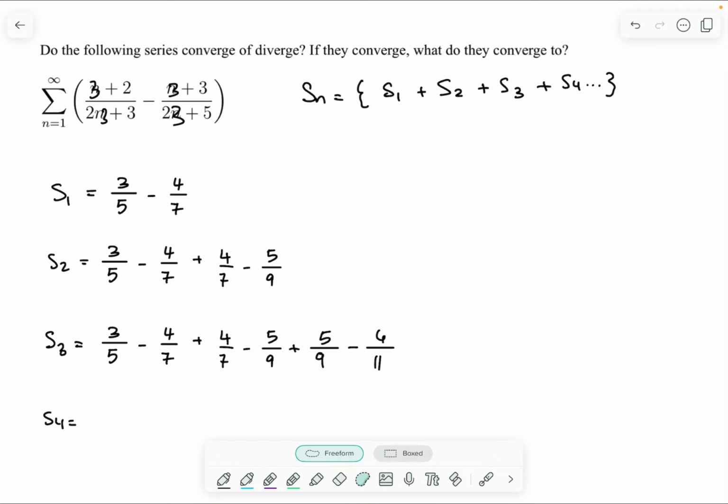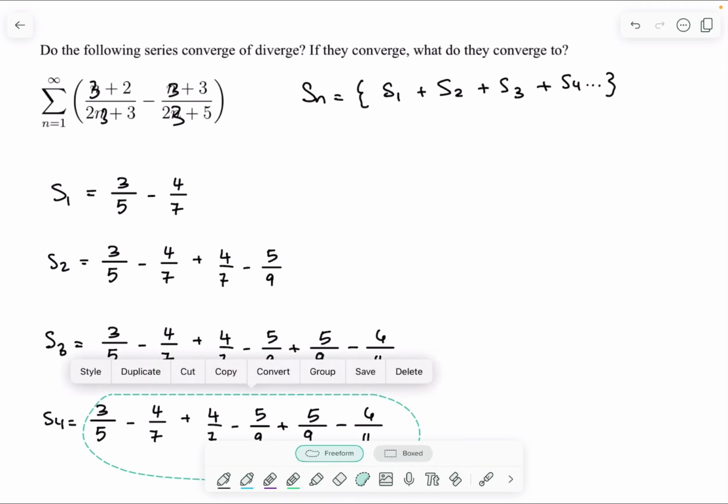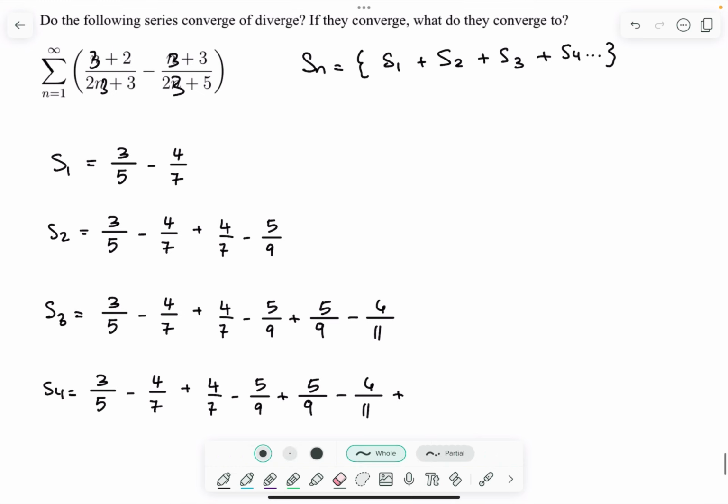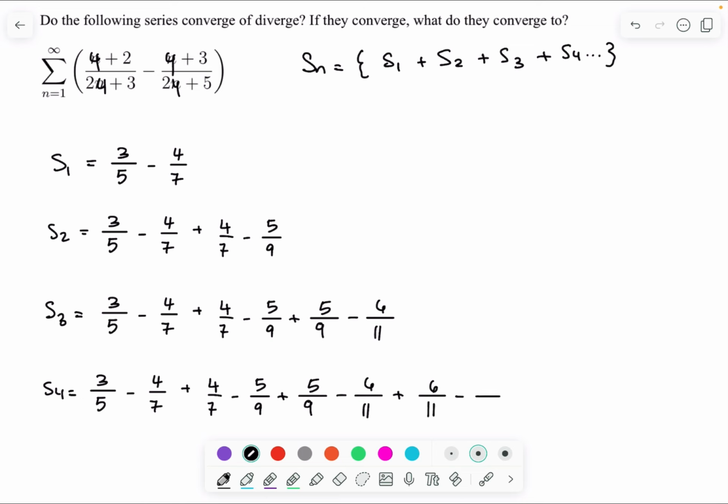S sub 4 is really just S sub 3 plus the sum when n is equal to 4. So 4 plus 2 is 6, 4 times 2 is 8, plus 3 is 11, and then we have minus 4 plus 3 is 7, and 4 times 2 is 8, plus 5, that's 13. And I really just stop here.